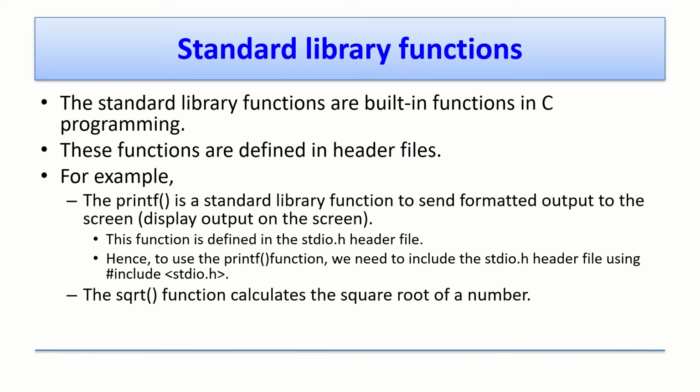This is another example, the sqrt function, the square root function, which is used to calculate the square root of a particular number. This function is defined within the math.h header file, or math header file. So if you want to use the sqrt function in our program, we have to include this header file in our program. So that's about the standard library functions. Actually, we have already used these in our programming, even printf or scanf.